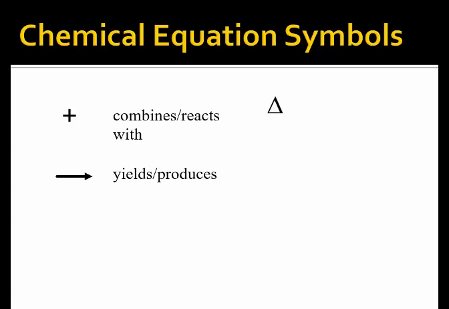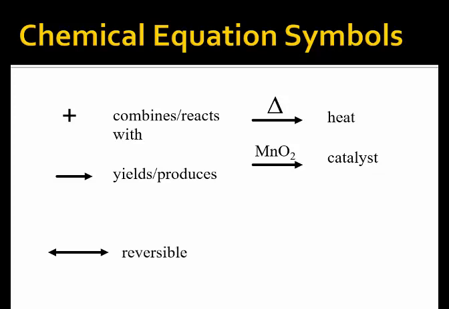Another common symbol you might see is the delta. The delta might be above an arrow, and in that case, it means that heat is used in the reaction. Another thing that we use in reactions to get them going are catalysts. So if you see a chemical formula written above an arrow, that indicates that it's a catalyst. Some other chemical symbols that we're going to see will be the double-headed arrow. So some reactions actually can go both directions, and the double-headed arrow tells us that that reaction is reversible.